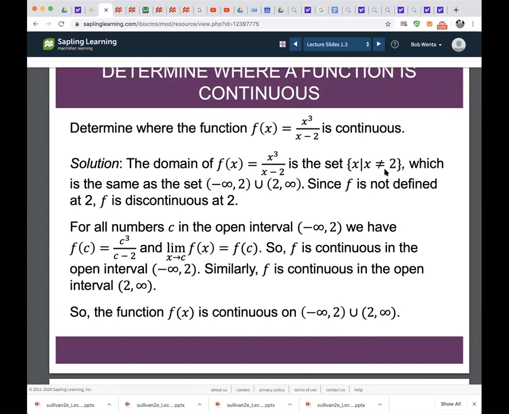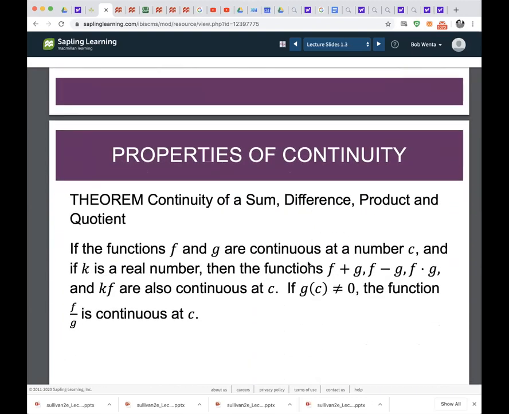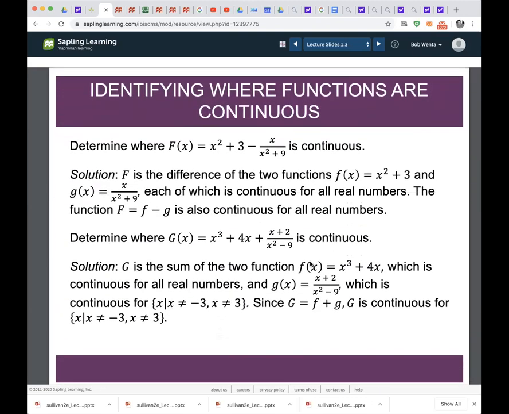So the function is continuous. If you're asked for the specific intervals, then these two intervals would describe it. Notice how this question was asked. It just said, where is it? It didn't say on what intervals, okay? So this is continuous everywhere where x is not equal to -3 and x is not equal to 3.